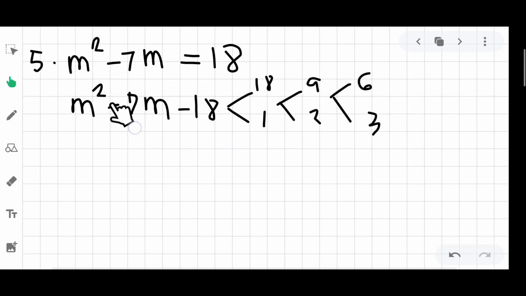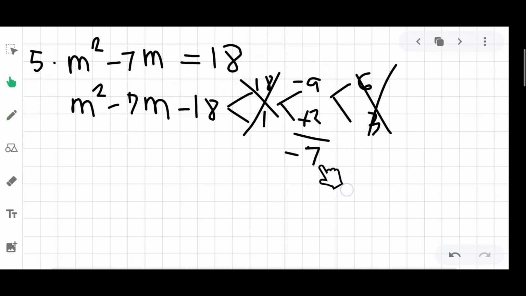Kapag minus mo o i-add mo. Yes, the answer is 9 at saka si 2. Ito kasi imposibleng makakakuha tayo ng 7 sa 18 at saka sa 1. The same thing as si 6 at saka si 3. Hindi tayo makakakuha ng 7. Kaya ang gagamitin natin, si 9 at saka si 2. Para makakuha tayo ng negative 7, ano kaya magiging sign ni 2 at saka ni 9? So, dapat si 9 ay magiging negative, si 2 ay magiging positive. Different sign, we subtract. Copy the sign of the biggest number when we absolute.